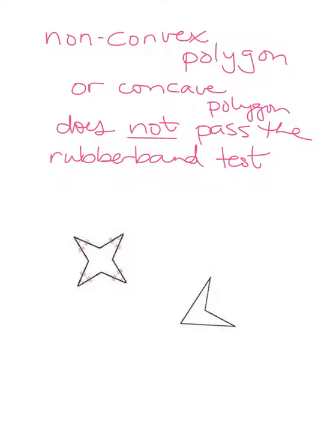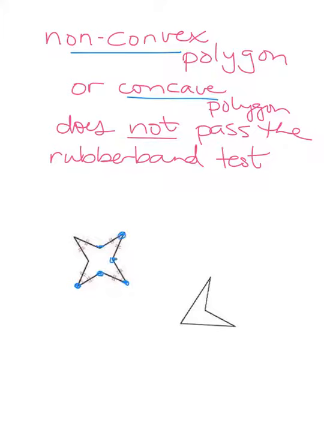The other type of polygon is a non-convex polygon, or we sometimes call that a concave. So it's concave or non-convex, and what that means is it does not pass the rubber band test. Now remember, the rubber band test is if I put a rubber band around my polygon and it touches all the vertices, then it's a convex polygon. So I'm looking at this first figure. Here are all my vertices.